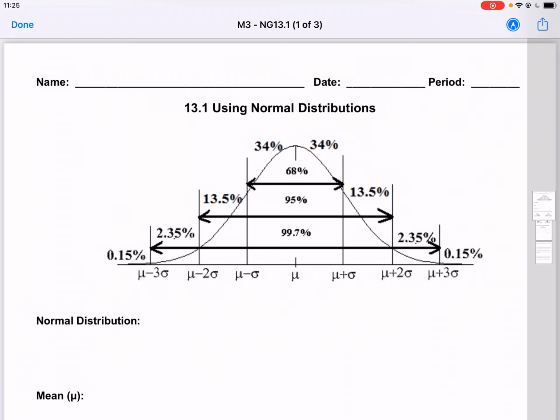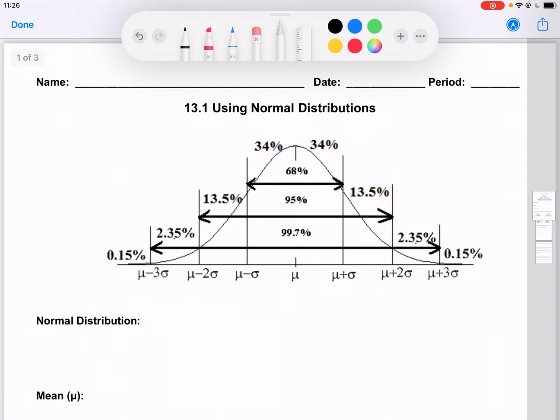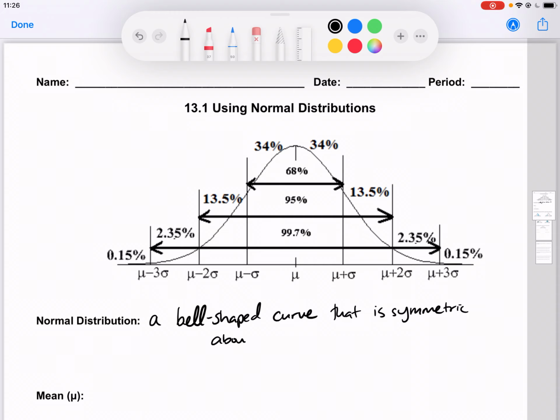So we're going to go ahead and switch into our statistics unit. And to start out, we're going to talk about what's called a normal distribution. A normal distribution is a bell-shaped curve. Just like you see in this picture, it's a bell-shaped curve that is symmetric about the mean.